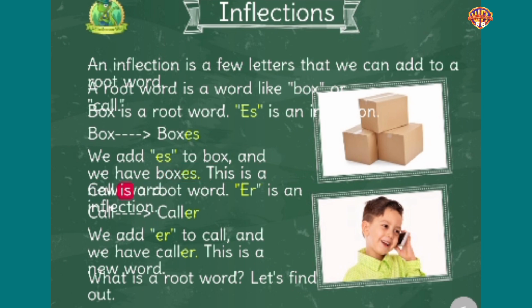Call is a root word. ER is an inflection. Call, caller. We add ER to call, and we have caller. This is a new word. What is a root word? Let's find out.